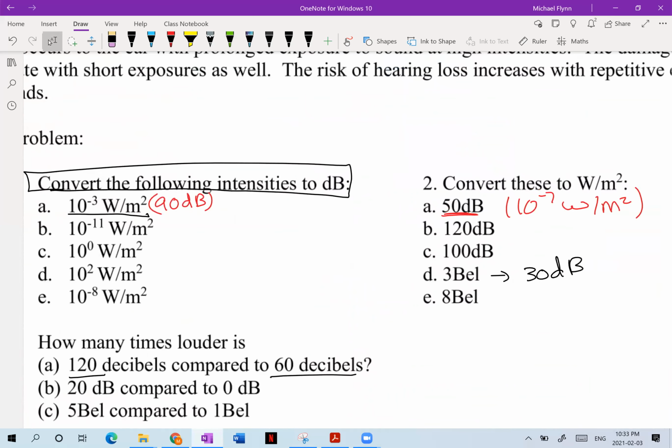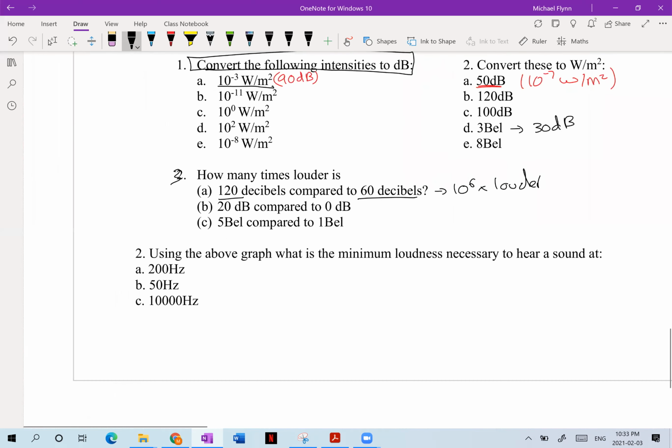So the answer would be 10 to the 6 times louder. Now you should be able to do the rest there. And we have one question left.